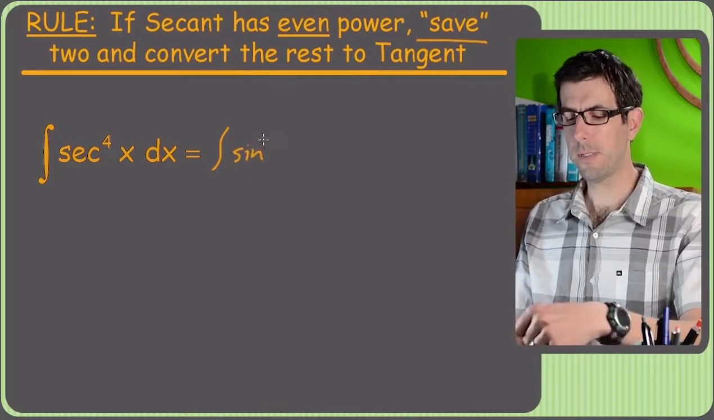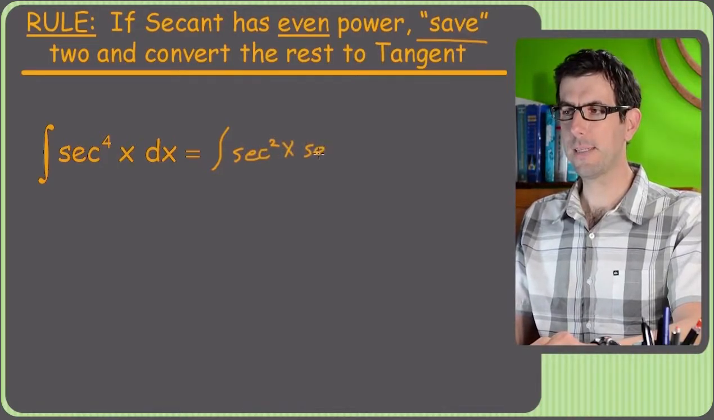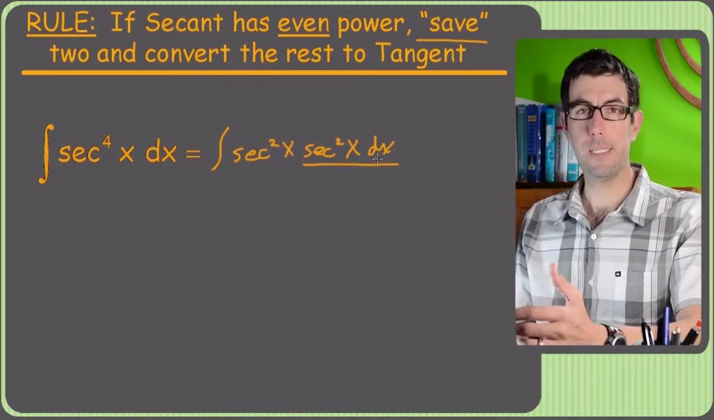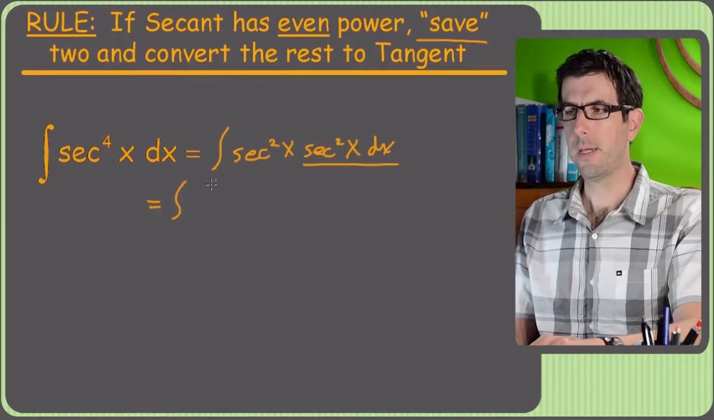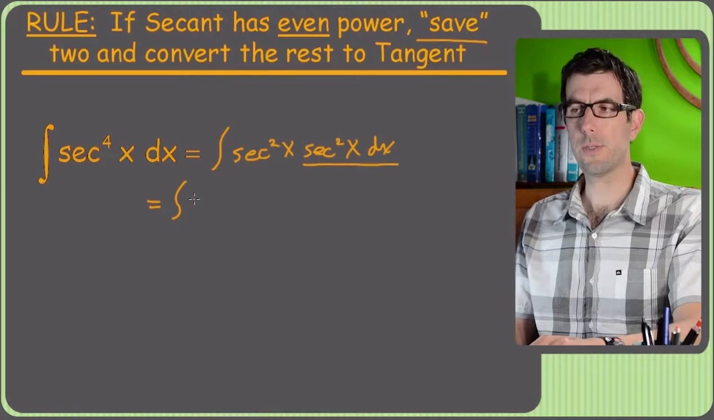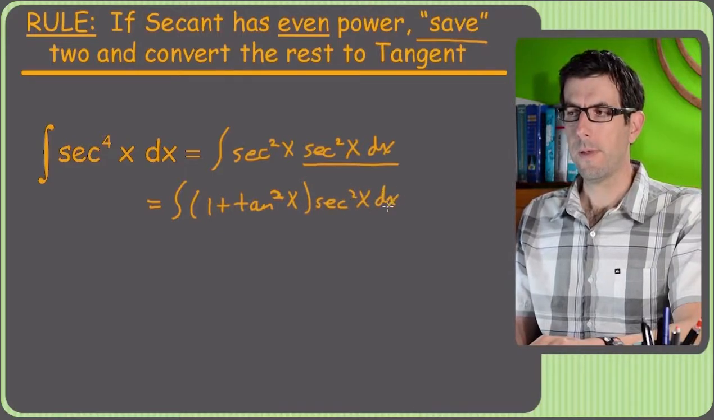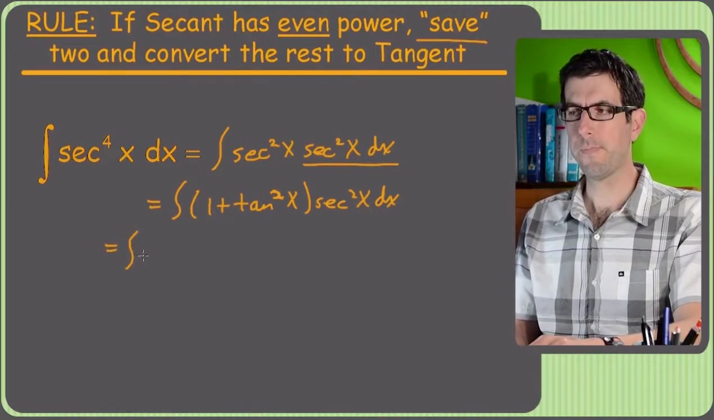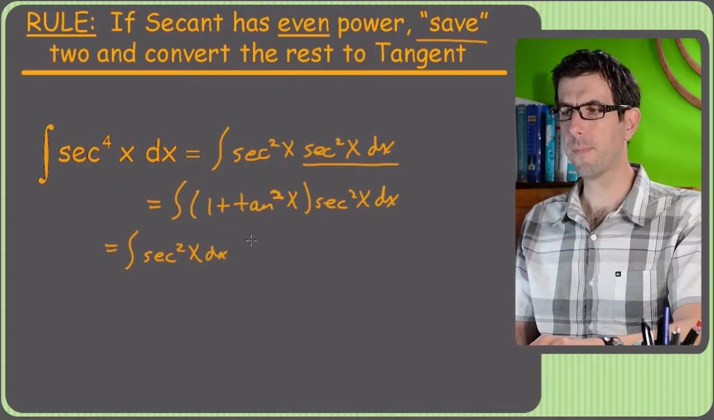So we'll make this secant squared x times secant squared x dx. Now I'm going to leave this one here as my du for some tangents. And I'm going to convert the secant squared into tangents. So secant squared becomes 1 plus tangent squared. And now, as we've done in previous videos, we're going to break this up into two separate integrals. Don't have to, but it leads to fewer mistakes if you do it this way.